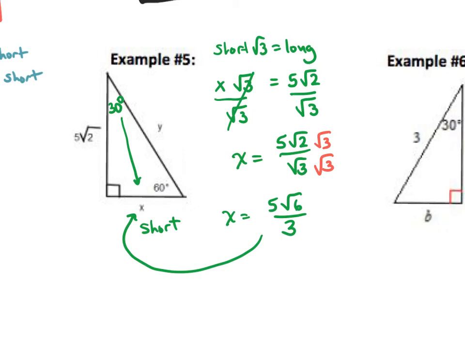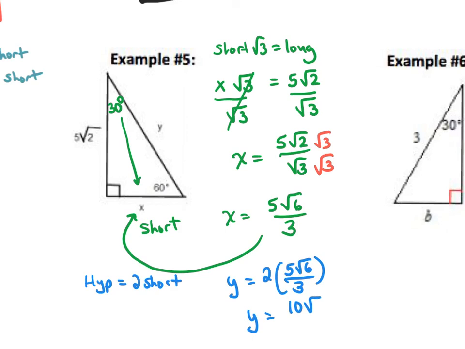Now we still have to find the hypotenuse, which is the longest side, across from the 90. But remember, the hypotenuse is just double the short leg. Because these ratios always hold, we can just keep using this same thing. So the hypotenuse, y, is 2 times 5 square root of 6 over 3. So that's going to be 10 square root of 6 over 3 for y.